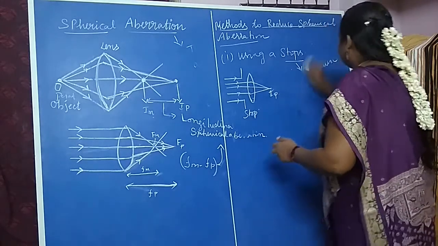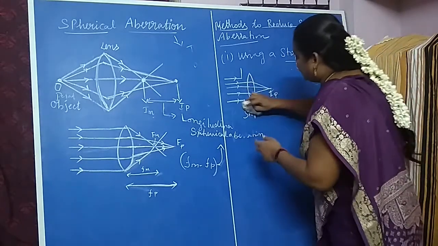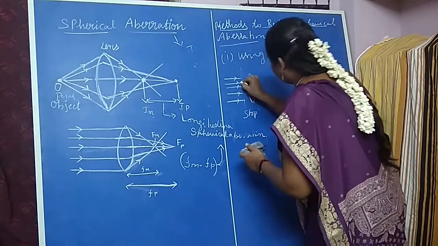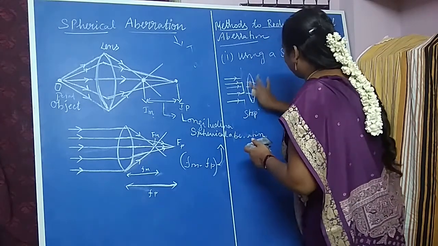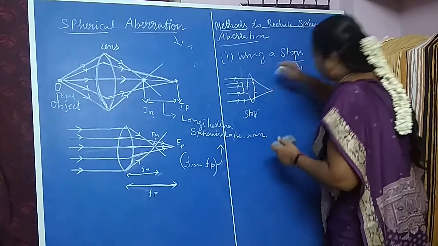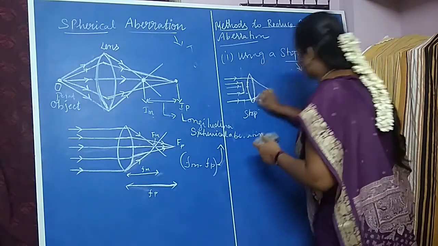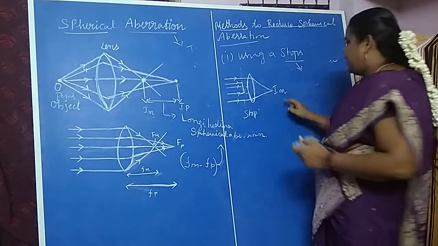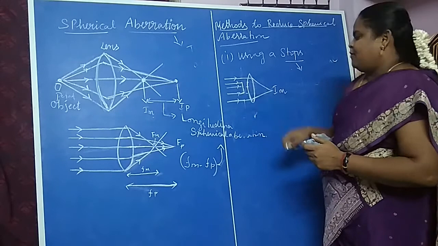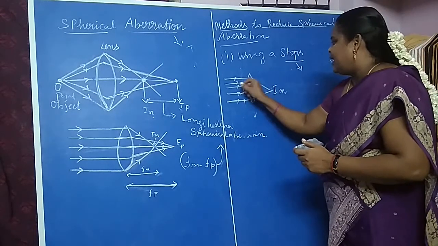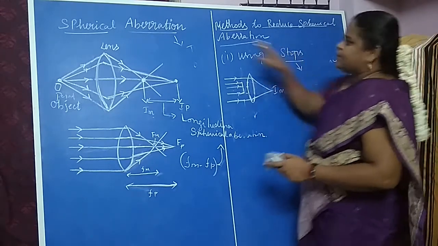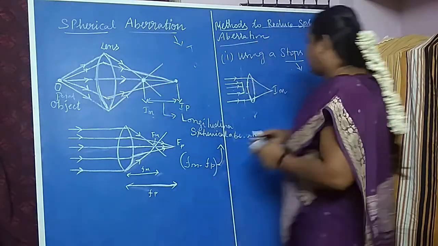In other words, we can use a stop for the paraxial rays and allow the marginal rays to form an image. In this case, we get a marginal image for the given object. We use the stop for cutting the paraxial rays. In this way, using stops, we can reduce the spherical aberration of the lens.